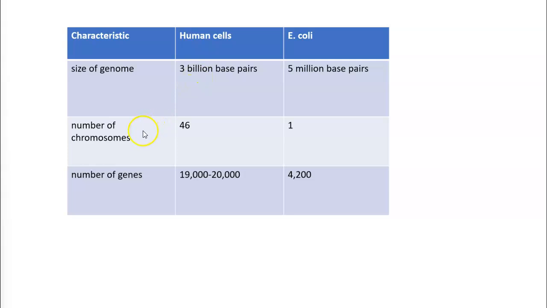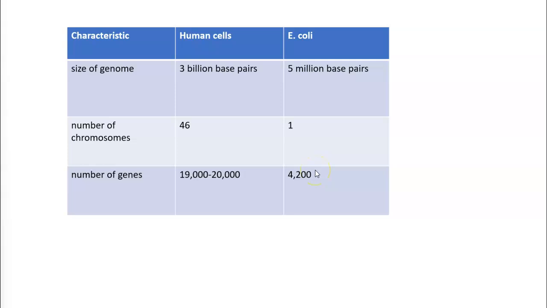Not surprising. How many chromosomes? We already said human cells have 46 chromosomes. E. coli only has one circular chromosome. And then the number of genes, we said the gene is enough DNA to make a protein. So human cells have around 20,000 genes. And so we have 20,000 different proteins, and we probably have more than that because sometimes proteins combine with each other or get modified in certain ways to function normally. But let's say we have about 20,000 genes in a human cell and only about 4,000 in an E.